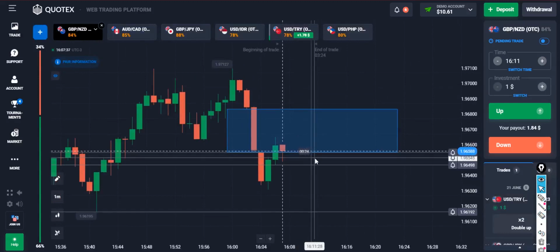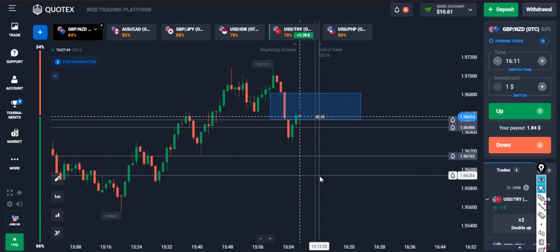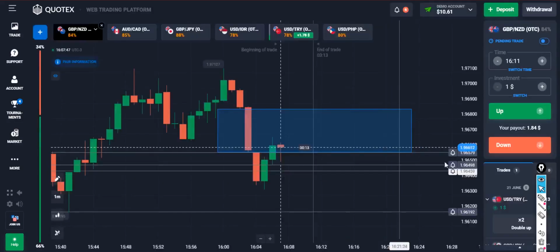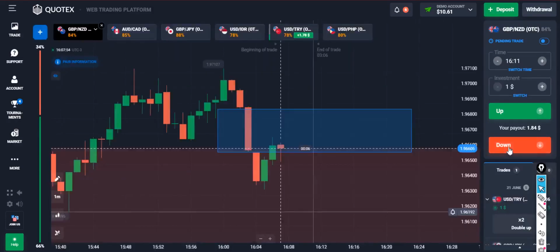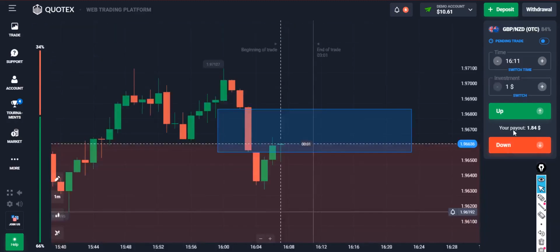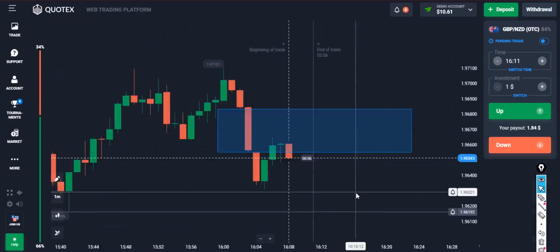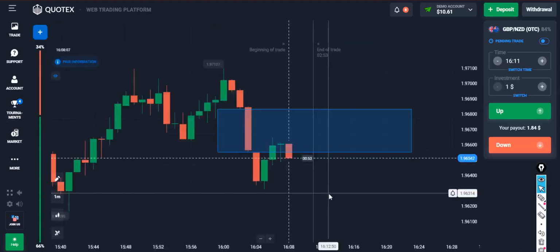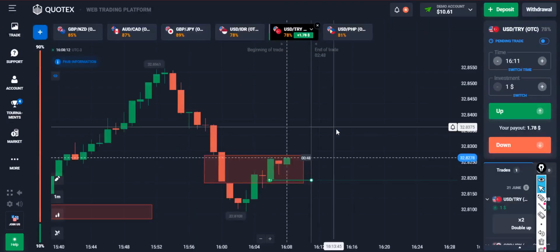Let's see if the market gives us a confirmation or not. I'm gonna go with down if I do. Okay, so down. I don't know. I am not sure about this one. So yeah, let's see what is happening in this trade.